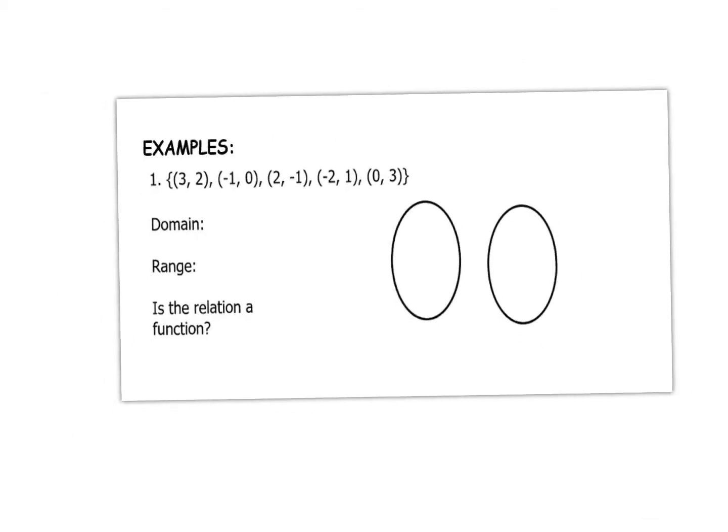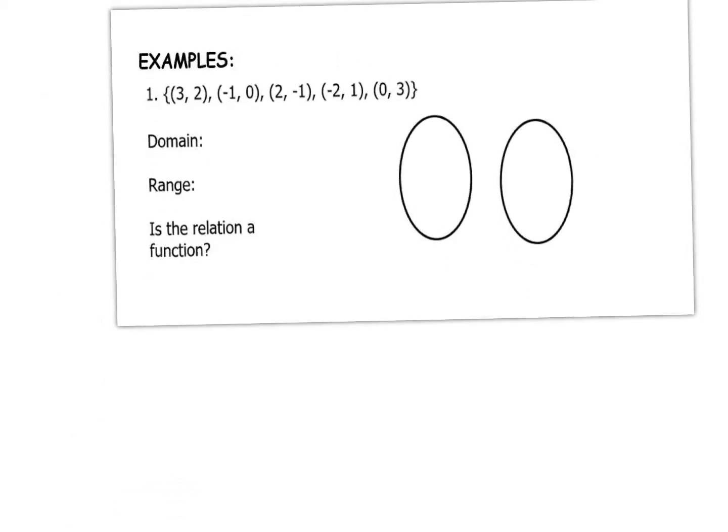I'm going to shrink this down a little bit here so we can work. We've got a couple different things here. We're asked to identify domain and range. It looks like we're given a mapping format, and then we're asked to identify whether it is a function or not. So let's start with the easy stuff. Let's start with our domain values, our x values. That's going to be the 3, the -1, the 2, the -2, and the 0.